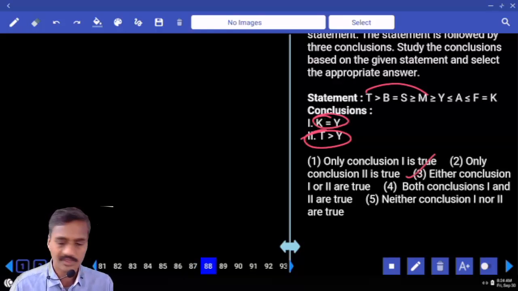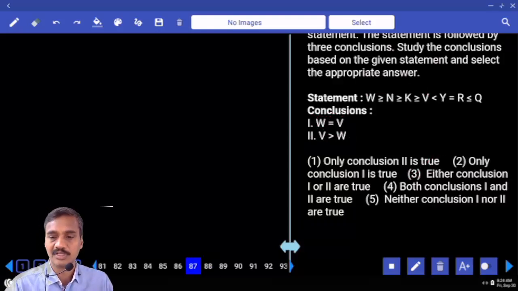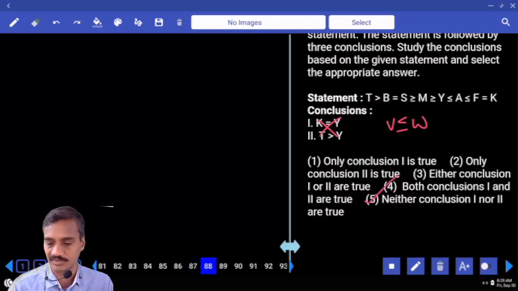And next one, 87. What is your answer here? V and W. W greater than or equals to V. That is V lesser than or equals to W అవుతుంది. కానీ W greater than or equals to V, neither 1 nor 2, choice 5, 87. And 88, the relation between T and Y.